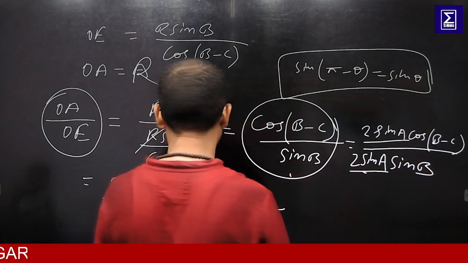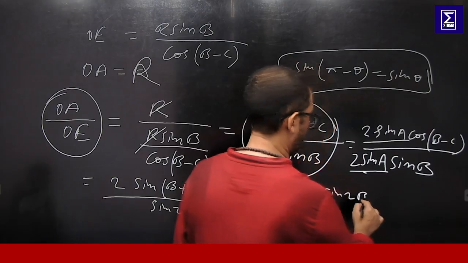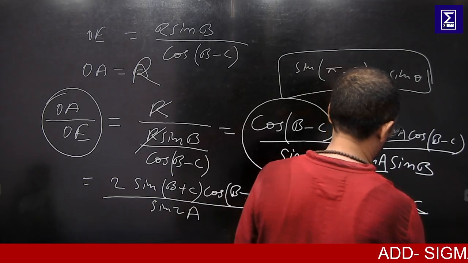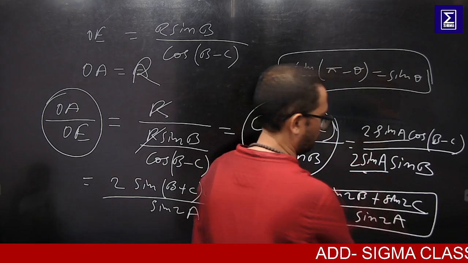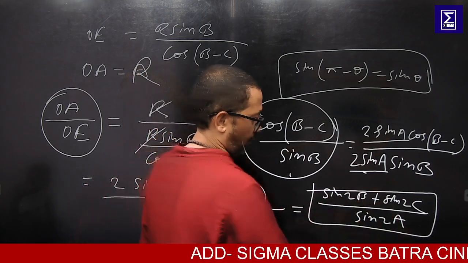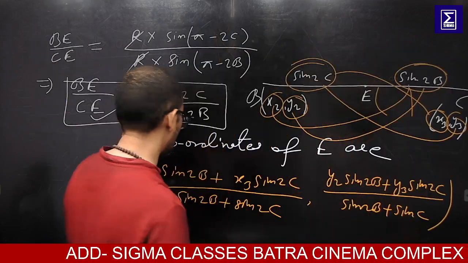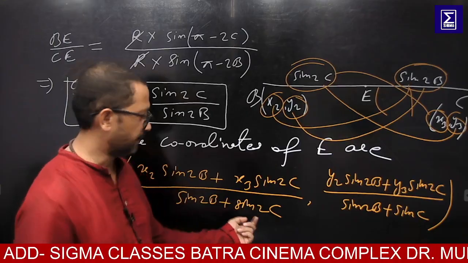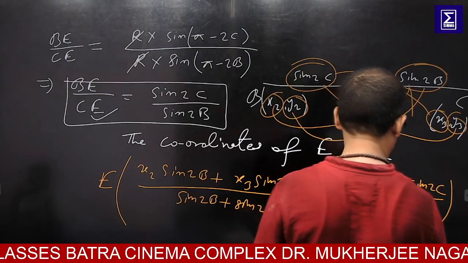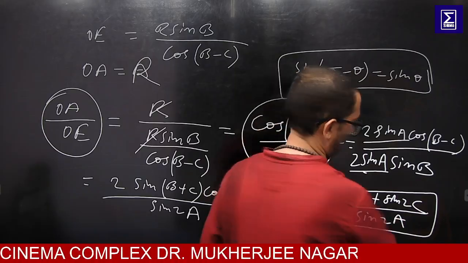So here sin 2B plus sin 2C upon sin 2A. This is the relation. Sin 2B plus sin 2C upon sin 2A. So now you see the previous slide, the very first that we did, this one, sin 2B plus sin 2C. So sin 2B plus sin 2C is coming in the numerator.